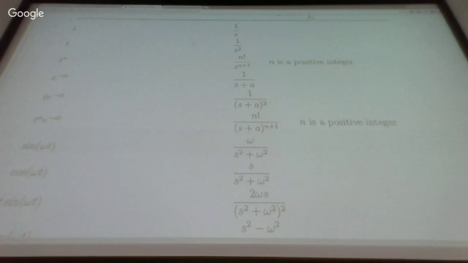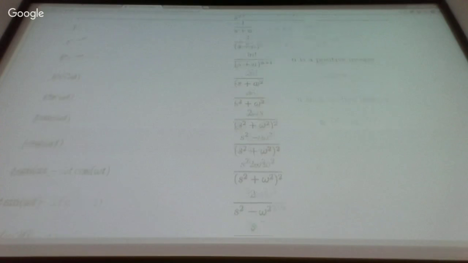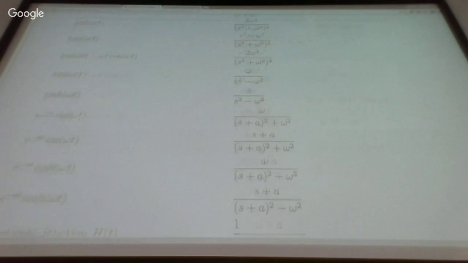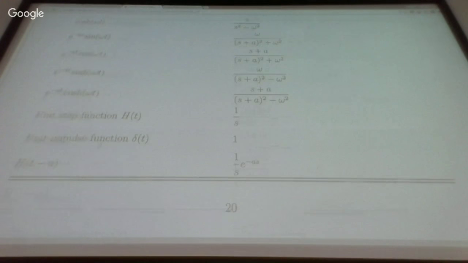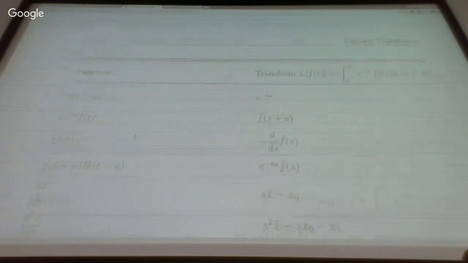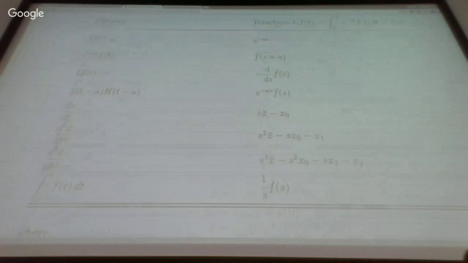A constant function 1, the function t itself, the identity function, t to the n, exponentials, sines, cosines, etc., products of exponentials and sines. Then some other ones you might be familiar with, the Heaviside function, or the unit step function, we'll be learning about that. The Dirac delta function, delta. Then on the second page it lists a number of properties of the Laplace transform.